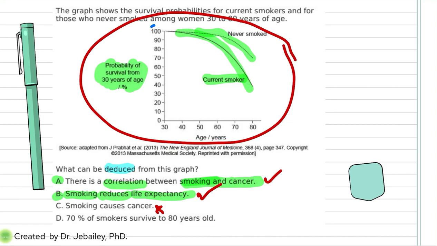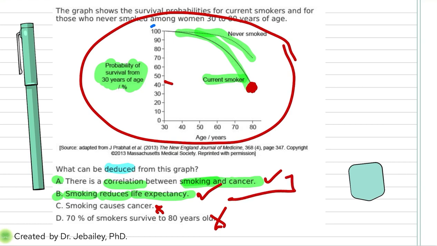Now, the next one is 70% of the smokers survive to 80 years old. 70% of the smokers. Look at the 80 years old. Not even close. You can see that it's really low, as in 40%. There's no way. So this is out. So now you're stuck with these two.